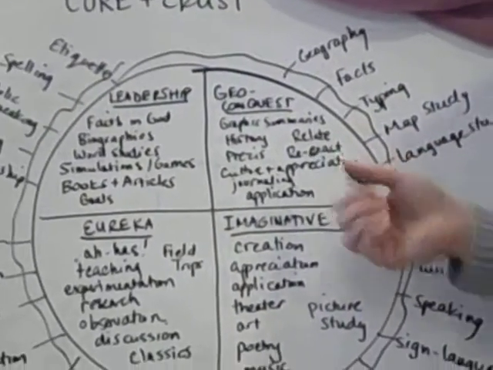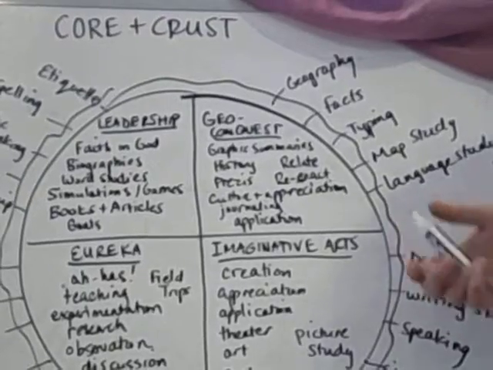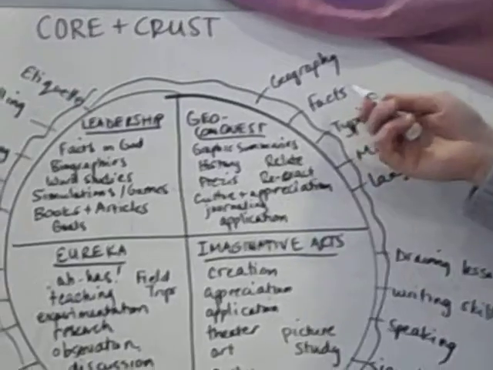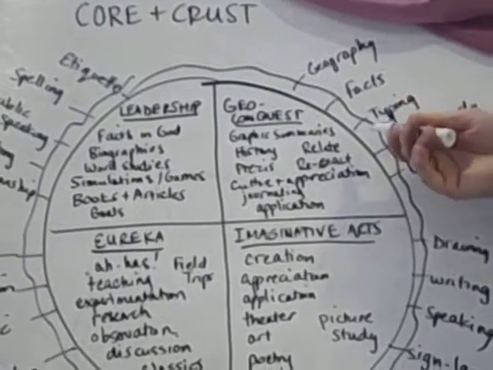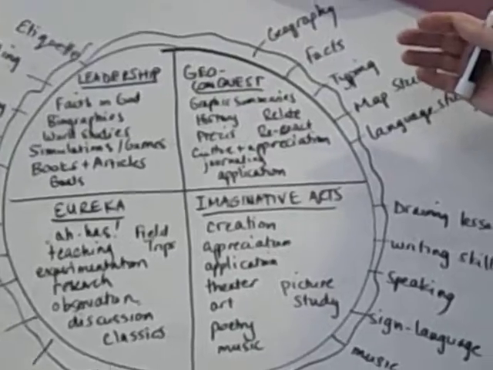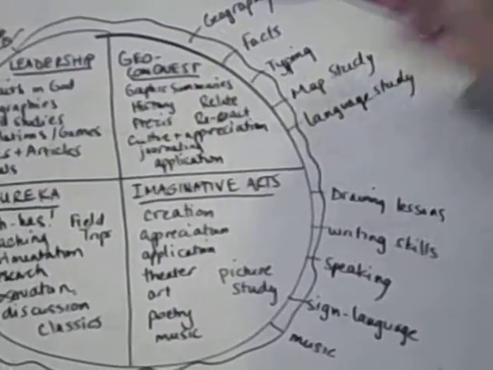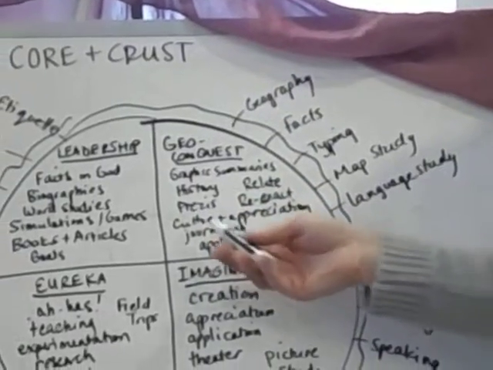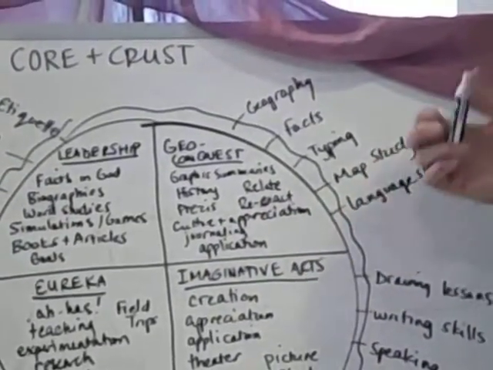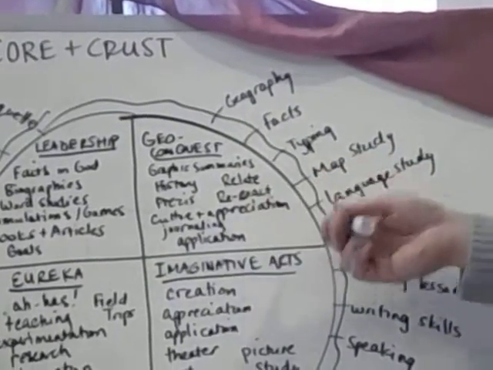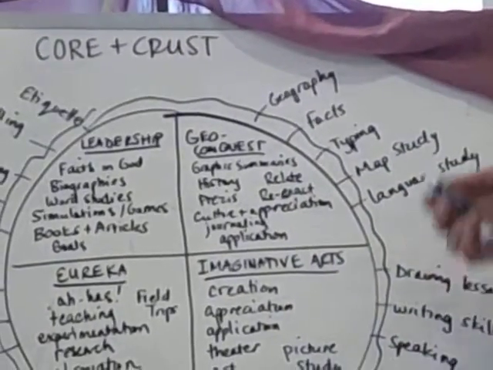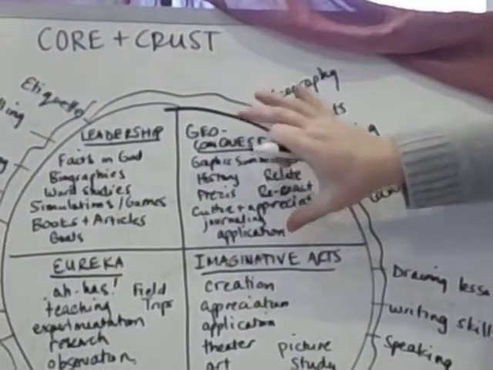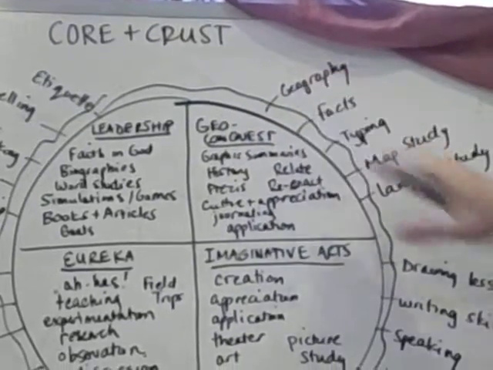Let's go on to geoconquest. So let's say the second week we're still talking about faith. We might want to do geography. We might want to study where religions are throughout the world. We might want to look at different facts about religions. But these, as we can see, are all crust skills. We also have history that we can look at. How has faith played a part in history? Culture and appreciation. We can look at people who have had faith-based cultural activities. There are all different things that can play together to help our youth create a strong core and crust in geoconquest.